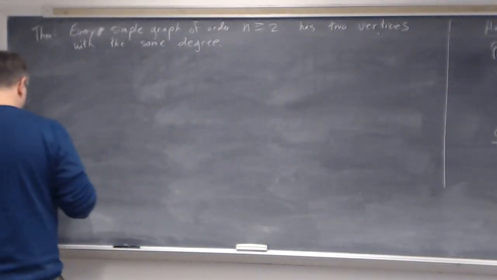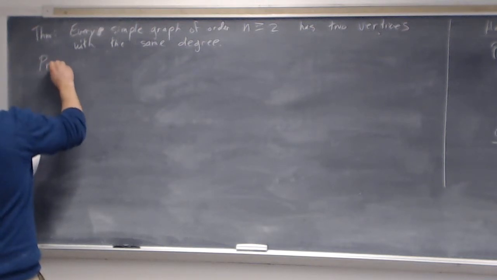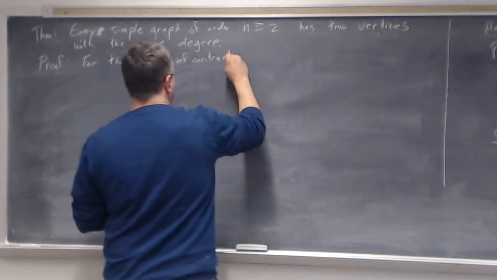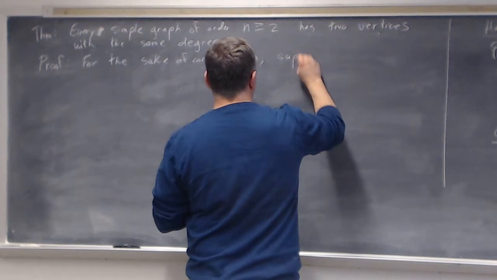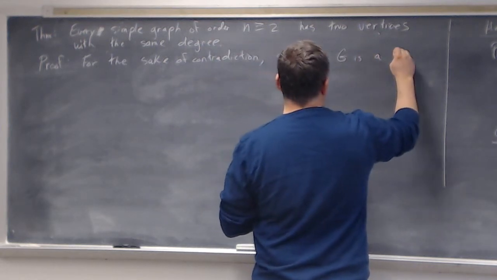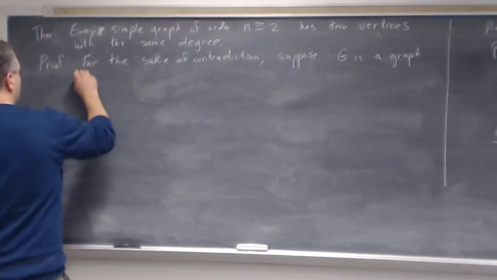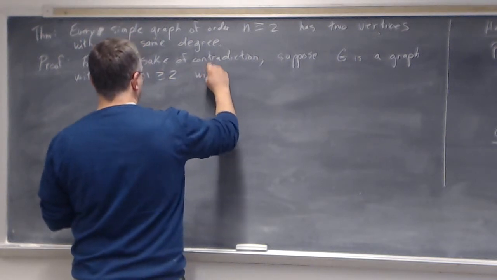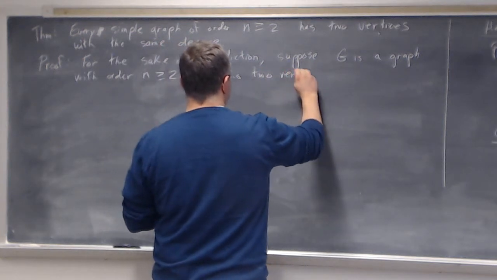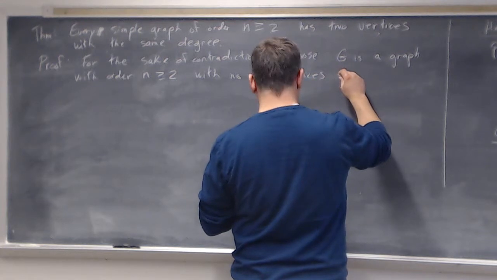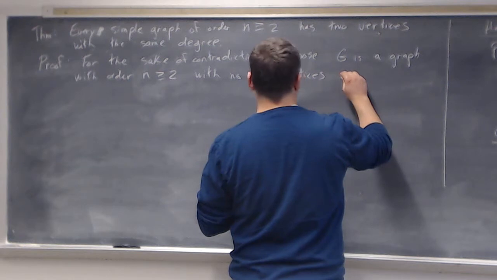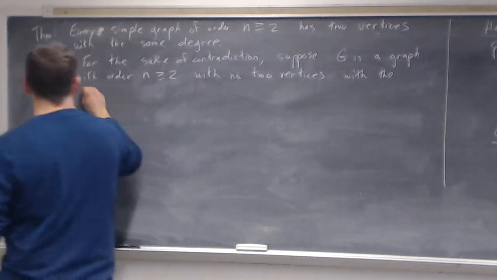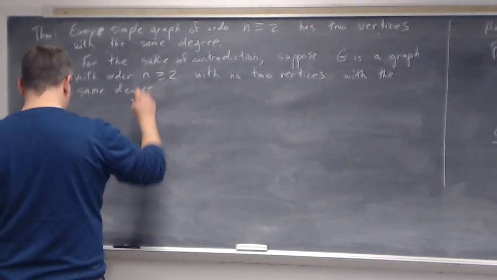All right. Proof by contradiction. So, for the sake of contradiction, suppose G is a graph with order n greater than or equal to 2 with no two vertices with the same degree. Okay.